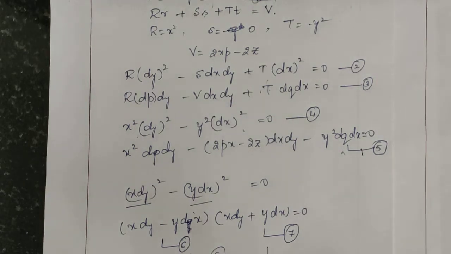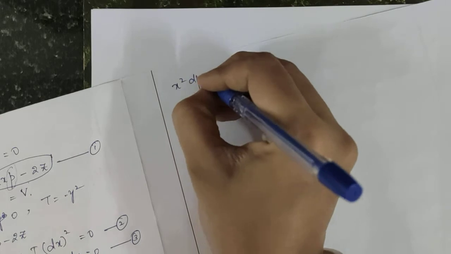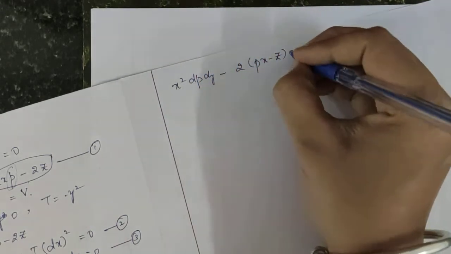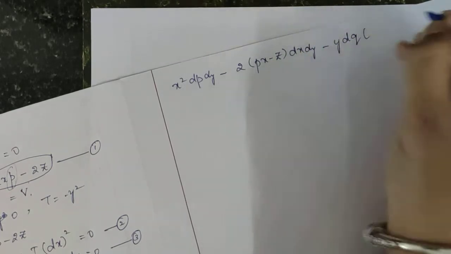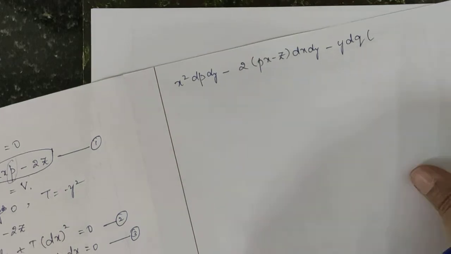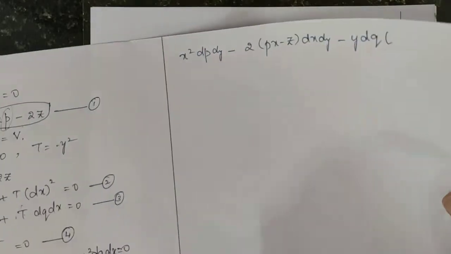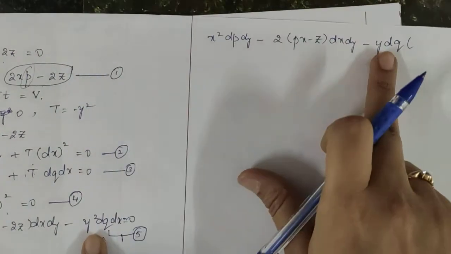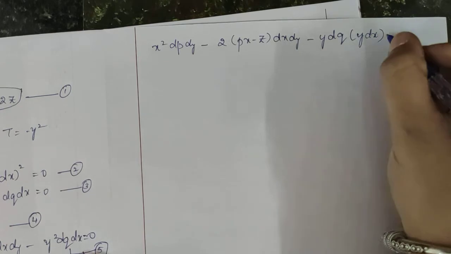Okay, so now from equation 5 what I will do is substitute y dx in the place of x dy. Now we can rewrite the equation as x² dp dy − 2(px − z) dx dy − y dq into, so I have y dx, right? This y² dq dx can be rewritten as y dq into y dx, so that I can substitute for y dx here.